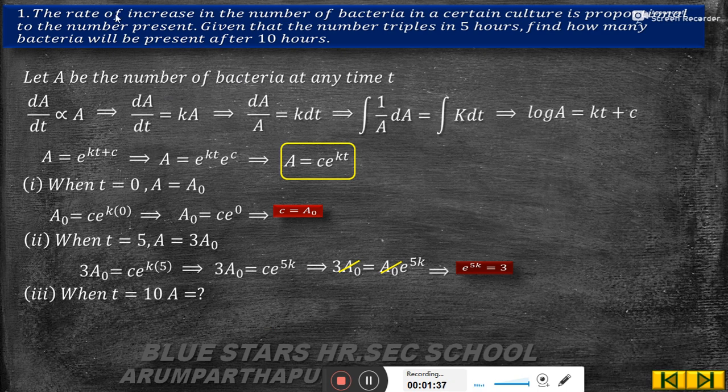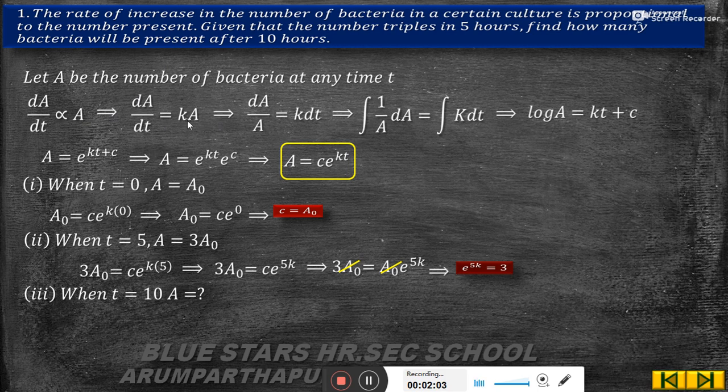Read the first line: the rate of increase of the number of bacteria is proportional to the number present. So the rate of bacteria means dA by dt is proportional to the number of present bacteria, which I take as A. So dA by dt is proportional to A, which implies dA by dt equals KA.